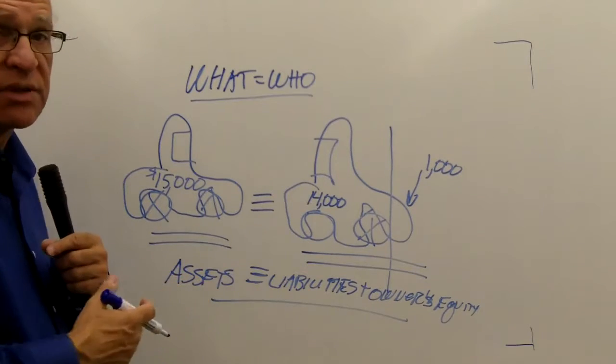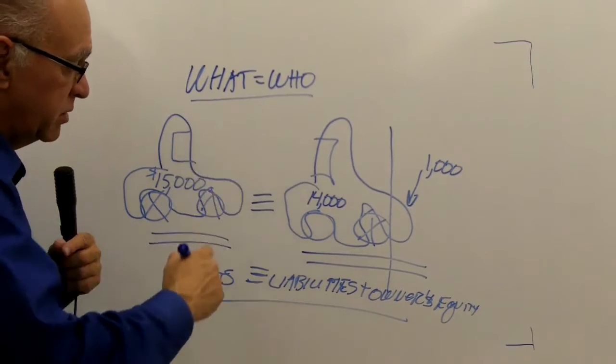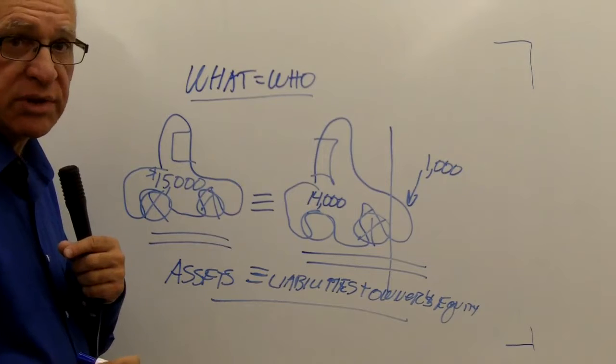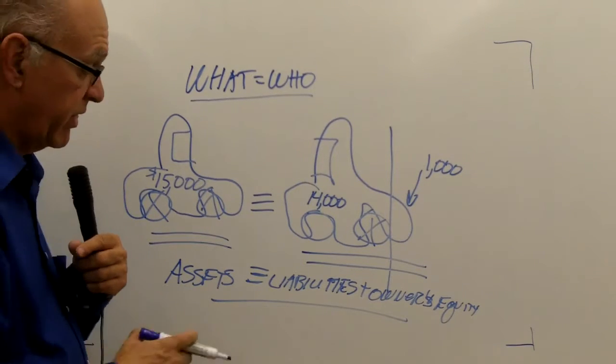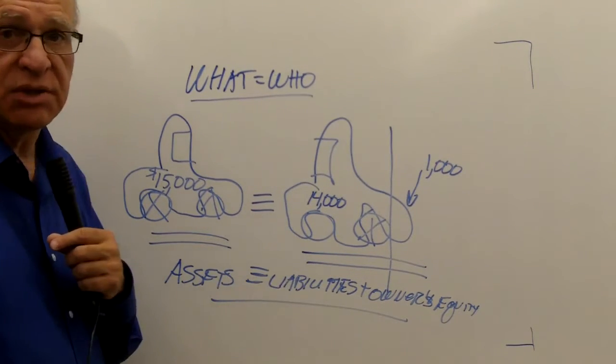So I hope that this example has made it easy for you to understand the what equals who, and also the formal equation of what that means, that assets equal liabilities plus owner's equity.